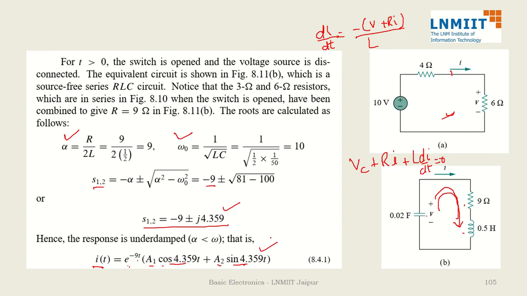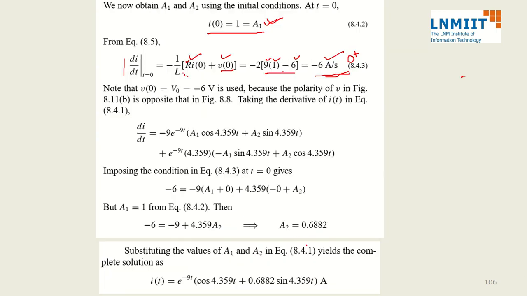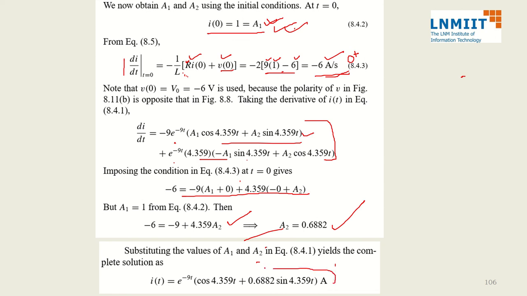Differentiate this equation. This is in the form of u times v. The differentiation will be v du by dt plus u dv by dt. In this complete differentiation, put t equal to 0. You get the second equation in A1 and A2. This is equation number 2, this is equation number 1. Solve them, you get A1, you get A2. Okay, you get the final answer as your current value.